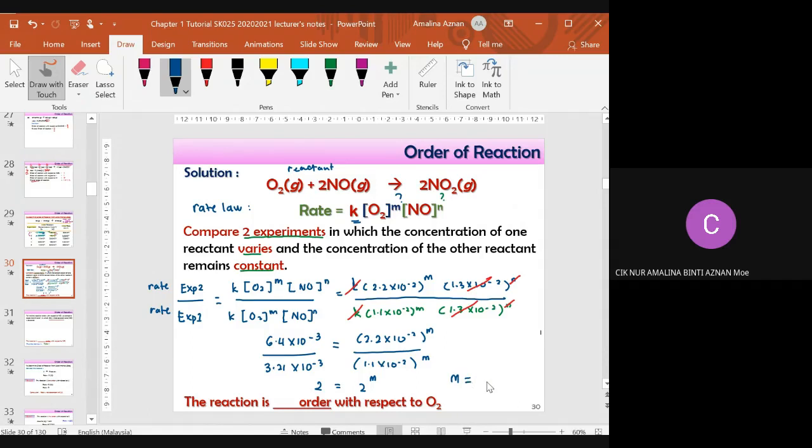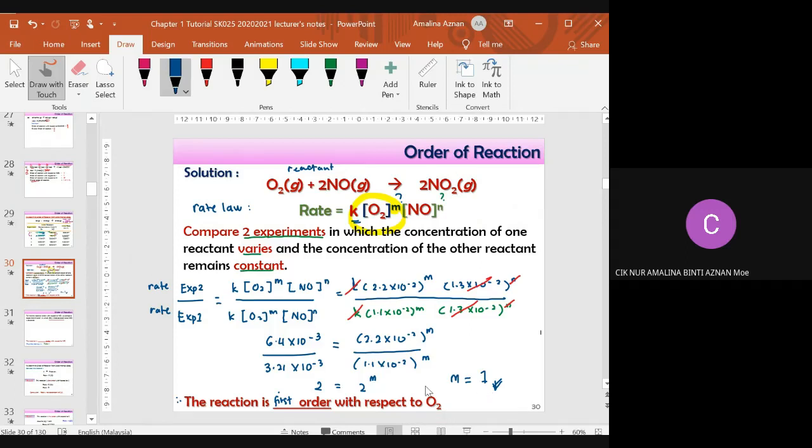M is value dia 1. So, maksudnya dekat sini K concentration of O2, M dekat sini kan. So, means M value-nya adalah 1. So, tulis this conclusion. Therefore, the reaction is first order. First order siapa punya order? With respect to O2. Okay.